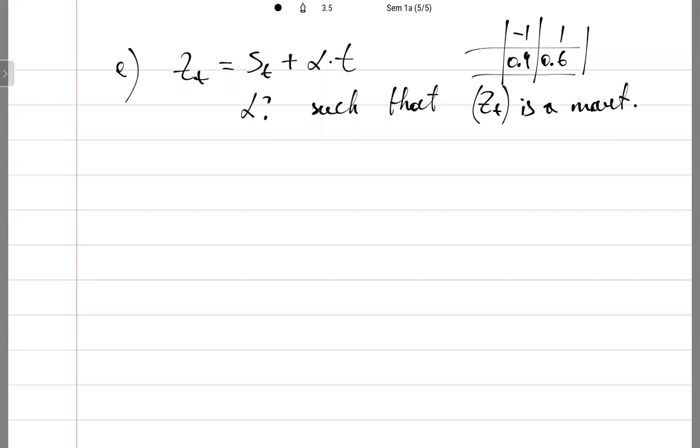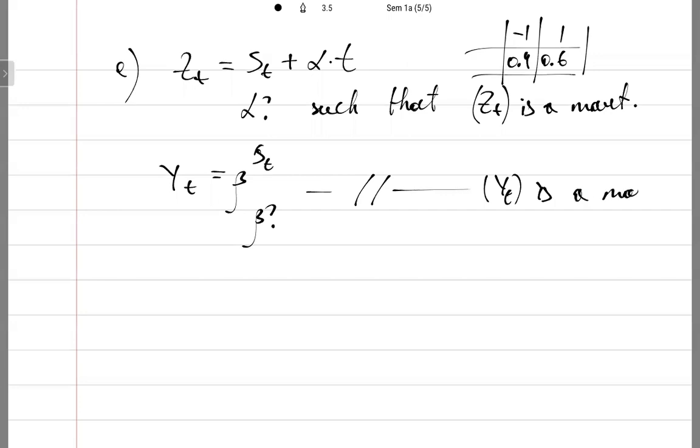And if it's easy, then there is another powerful transformation. Find beta such that, let's call it not ZT but YT, YT is a martingale. So we create transformations to make martingales.